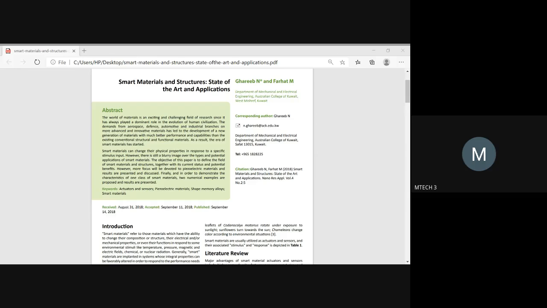I'll go directly to the introduction. This part is just related to the literature survey, which you are thoroughly aware of. So you know what we mean by smart materials. We have defined everything.